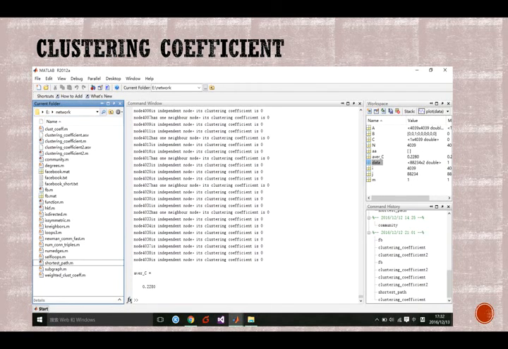This is the clustering coefficient I get of this Facebook social network. The average clustering coefficient is 0.228.